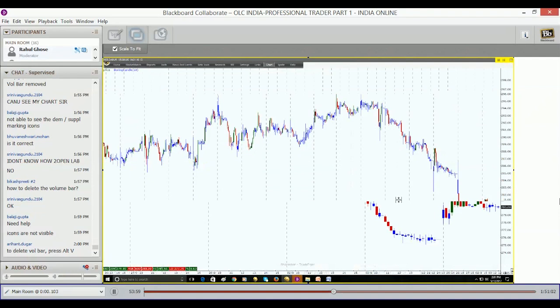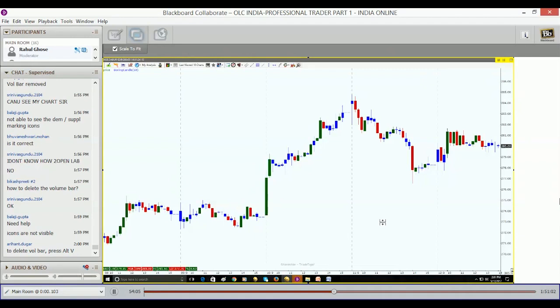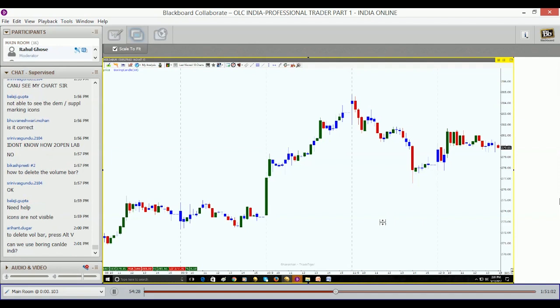Let it open. Perfect. I want you all to open the 15-minute chart of Dabur. Please open the 15-minute chart on Dabur and mark all the demand zones you can see close by. 15-minute chart of Dabur.